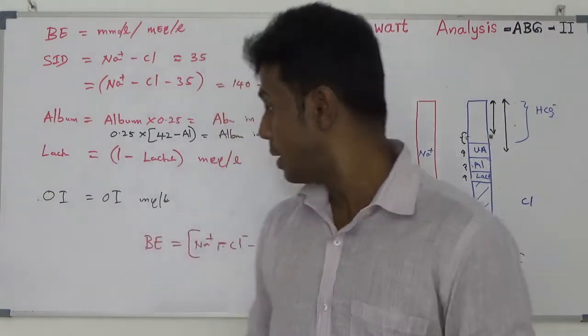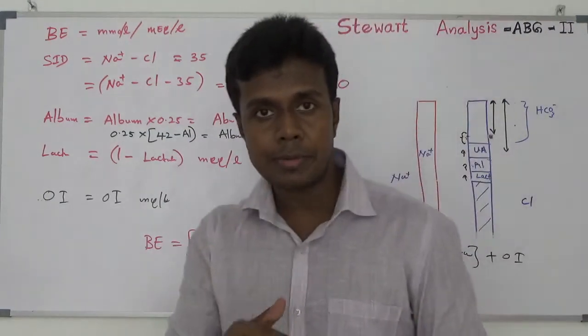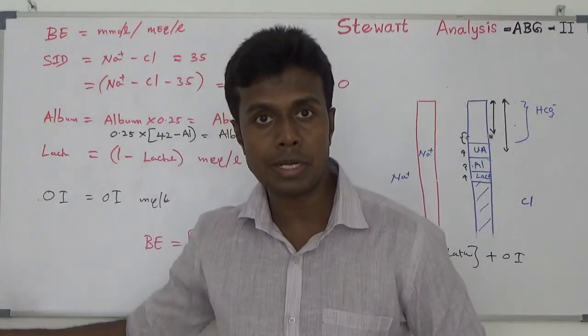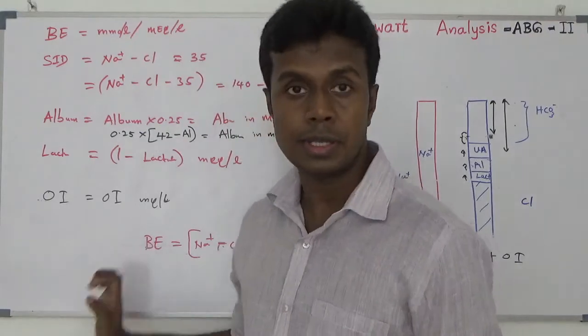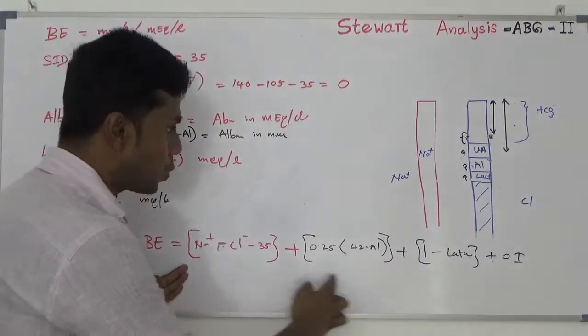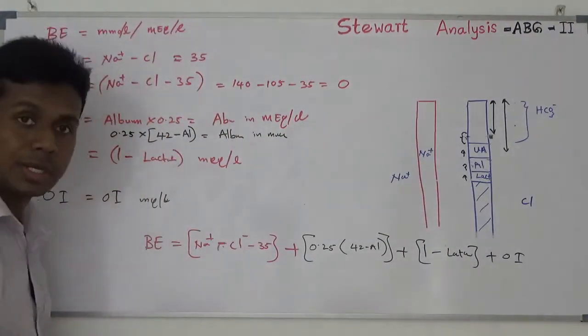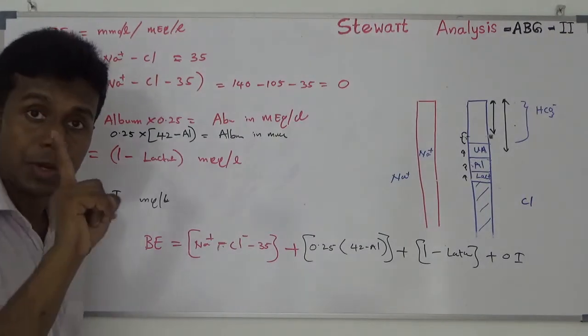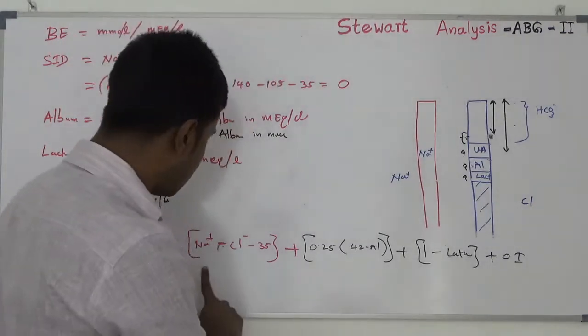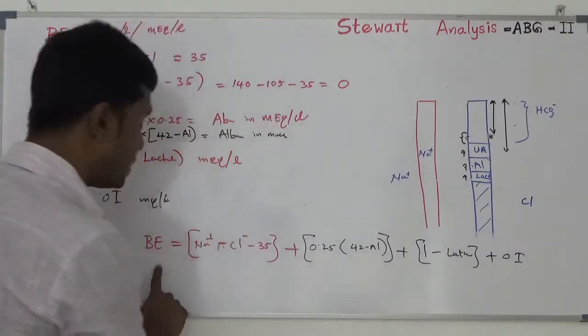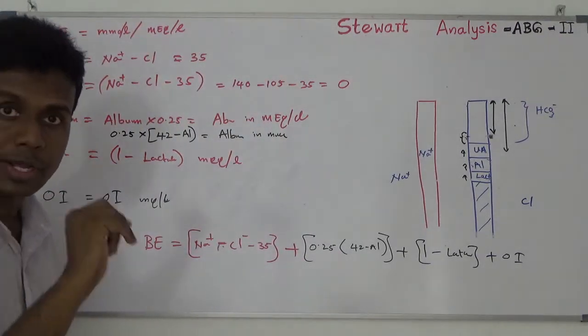That means if I check my patient's base excess, if I found minus 10, the total value from here to here must be equal to minus 10. If I found plus 10, the total value from here to here must be equal to plus 10. I will do an example for you.